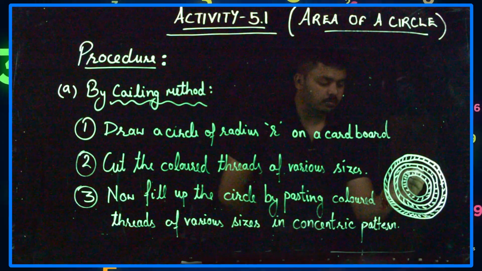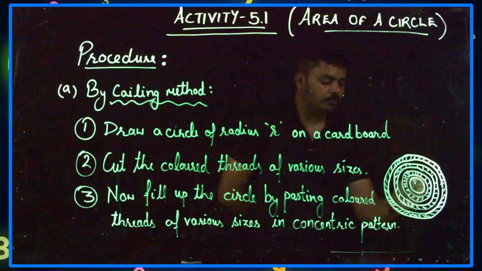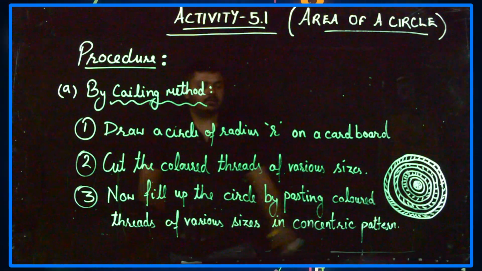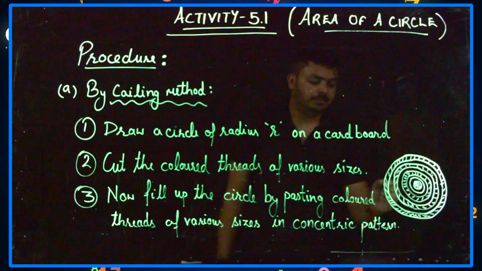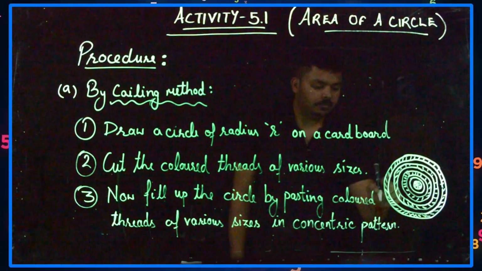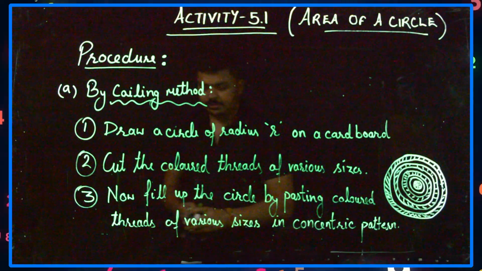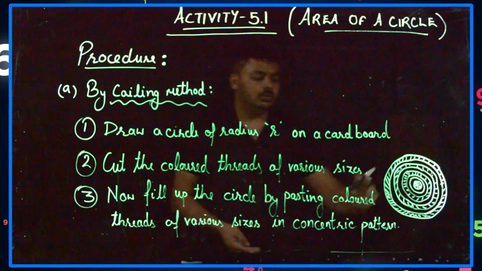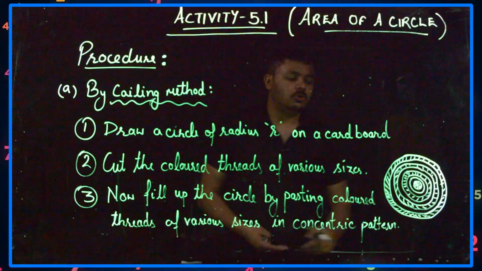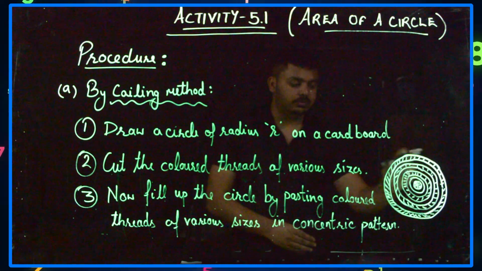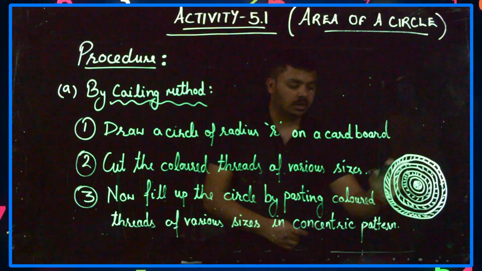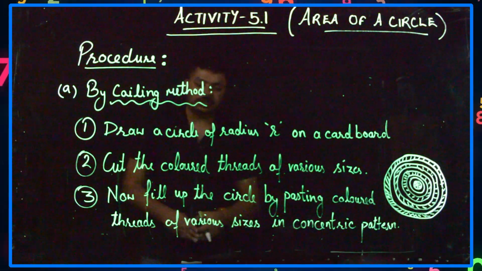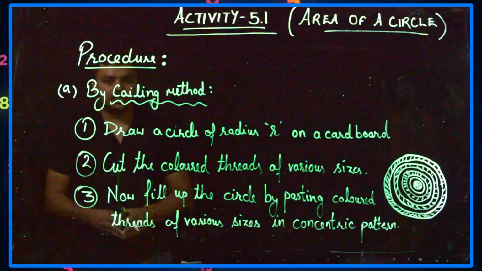In this way we have arranged the threads such that there is no gap left between the threads. So this is the concentric way to arrange the threads. The threads at the outermost layer will be the bigger thread, then we have a smaller thread, then again a thread of different color. In this way we have filled up the complete circle by placing the threads of different sizes in a concentric pattern.